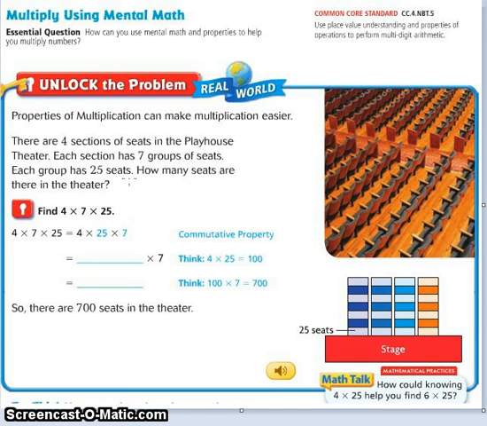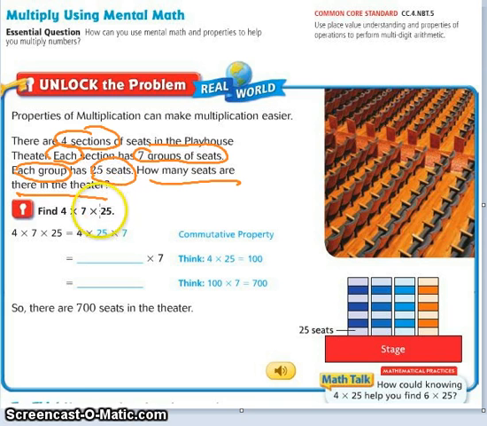Let's go back and look for important information. There are 4 sections of seats in the Playhouse Theater. Seems important. Each section has 7 groups of seats. Each group has 25 seats. How many seats are there in the theater? So basically, we have to find 4 times 7 times 25.